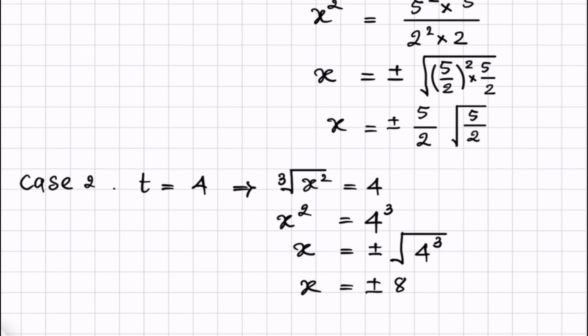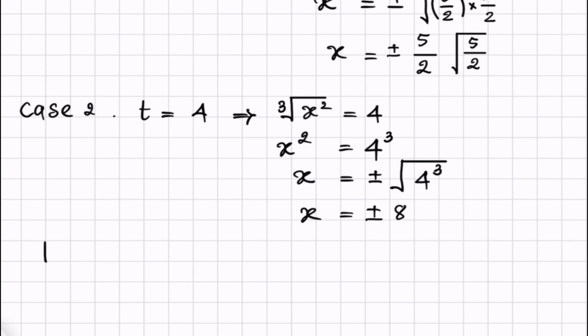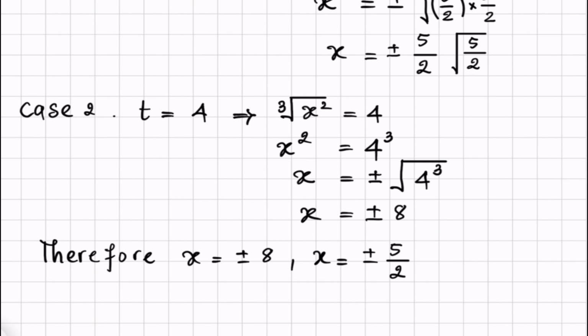Okay. So now I have solved this equation, and finally we got the answer x equal to plus or minus 8, and here we got plus or minus 5 divided by 2 times the square root of 5 divided by 2.